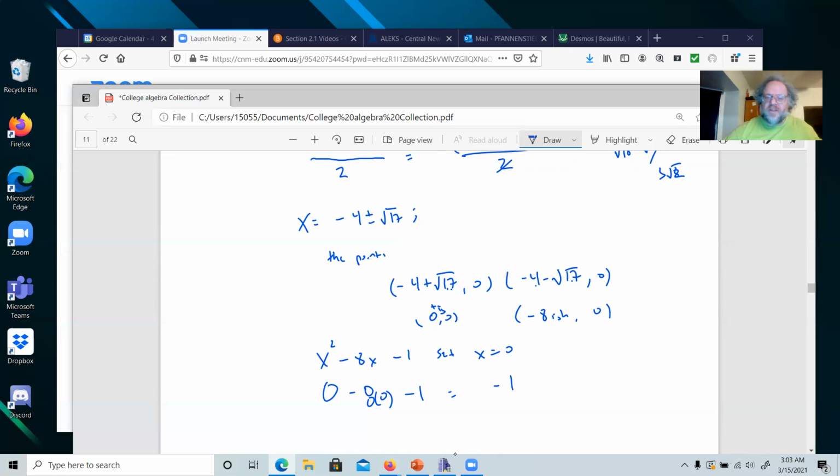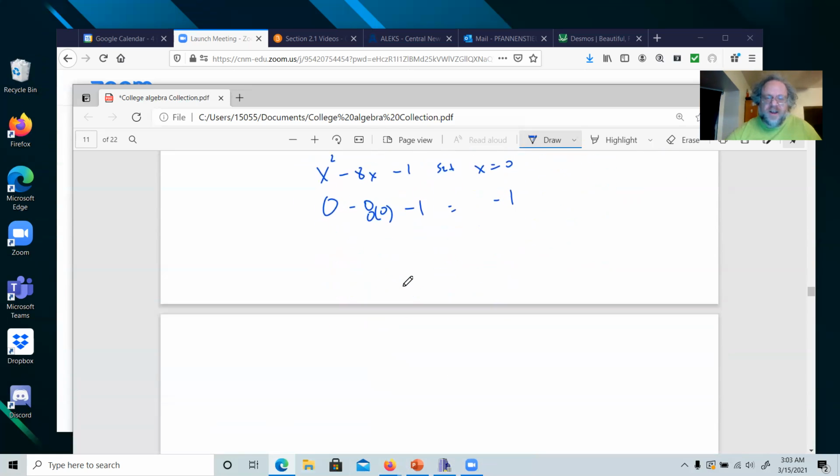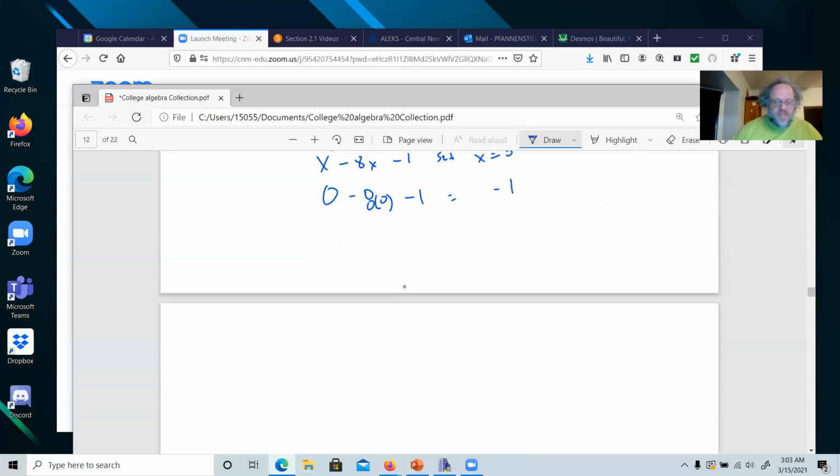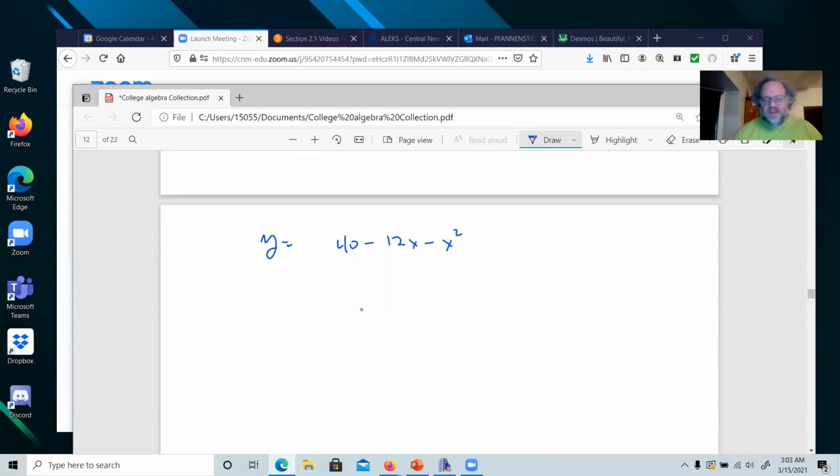Okay, how about we try one other one? Actually, I got a couple we could try. How about we do y is equal to 40 minus 12x minus x squared. We're going to run through the homework as well. So if you wanted to skip to that, you're not going to miss anything. There are just extra examples.